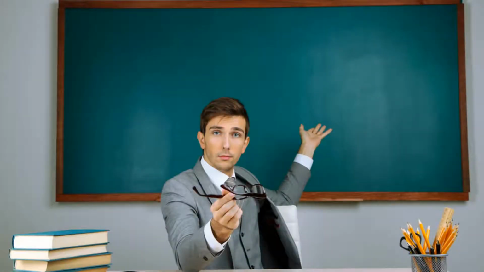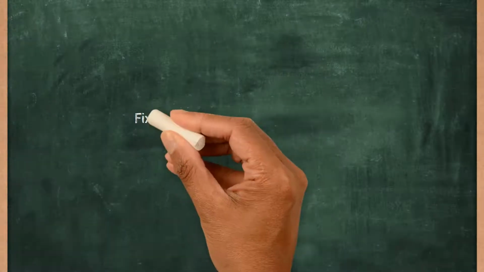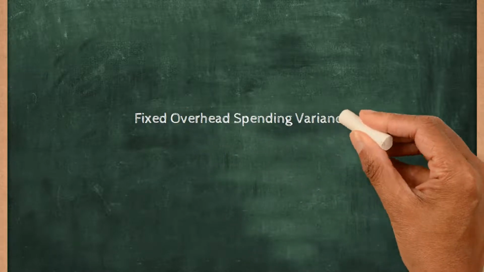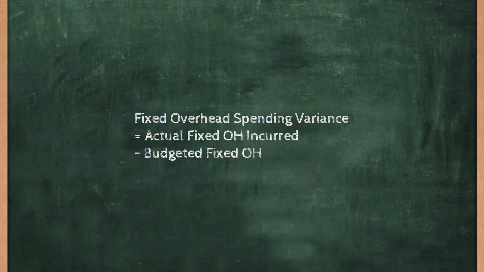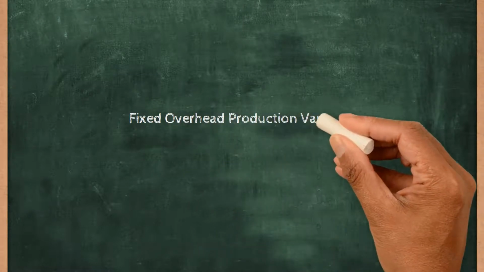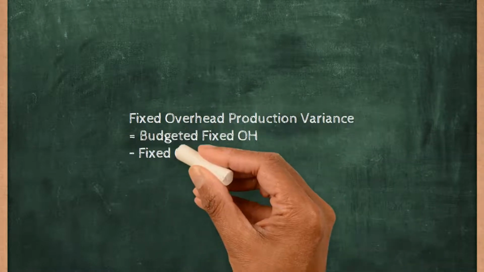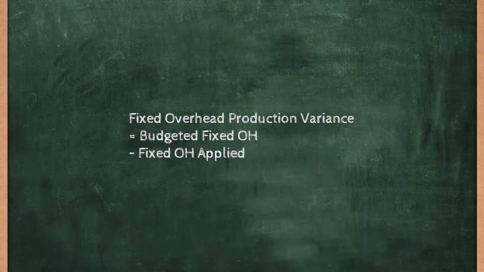Formula of fixed overhead spending variance. Fixed overhead spending variance is equal to the actual fixed overhead incurred minus the budgeted fixed overhead. Formula of fixed overhead production variance. Fixed overhead production variance is equal to the budgeted fixed overhead minus the fixed overhead applied.